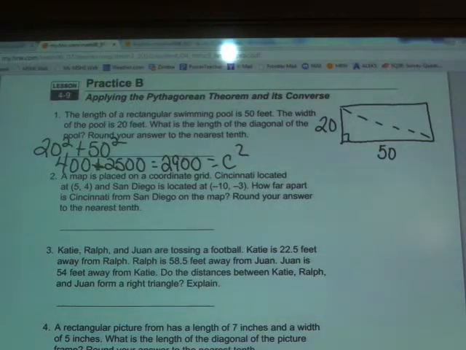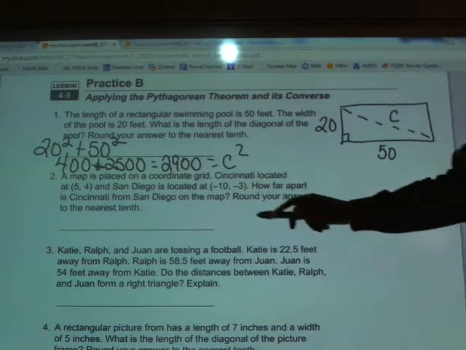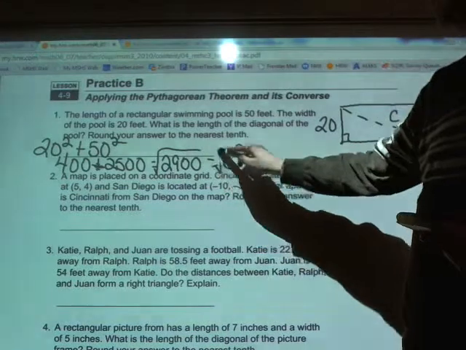Okay, so now what I want to do, remember, the diagonal or the hypotenuse is not equivalent to c squared. Based on what we saw yesterday, that's just equivalent to c. So I've got to take my answer from c squared back to c. Well, the way we undo a square is with a square root. So now I want to go ahead and take the square root all the way across.